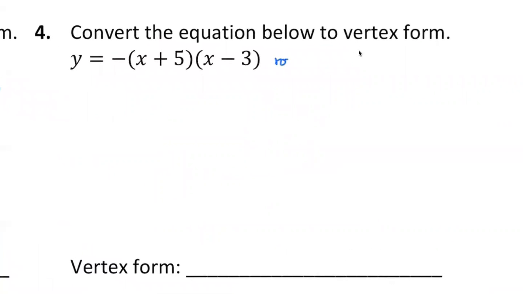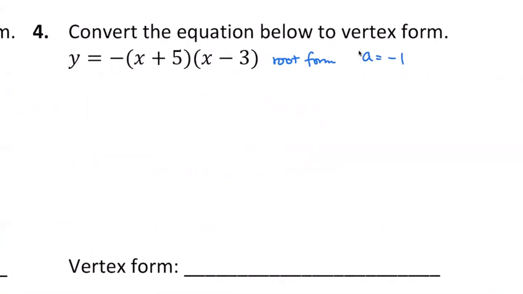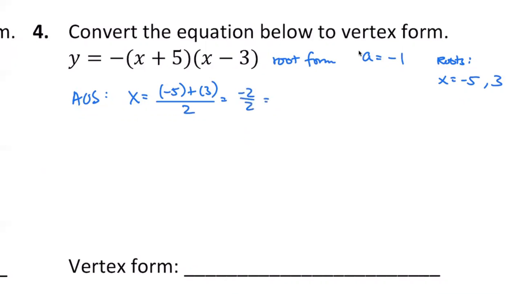Again, this is the root form. You can tell the a value here is negative 1, and we can also tell the roots. The roots are x equals negative 5 and positive 3. So we know the axis of symmetry is right in between these two roots. So we'll go ahead and add these two numbers together and divide by 2. That would give us negative 2 over 2, which is negative 1.